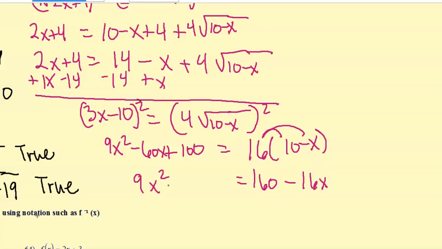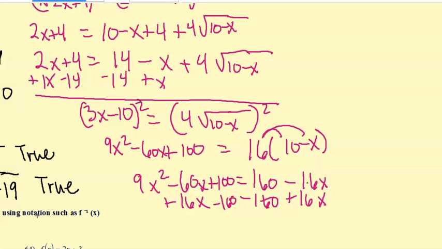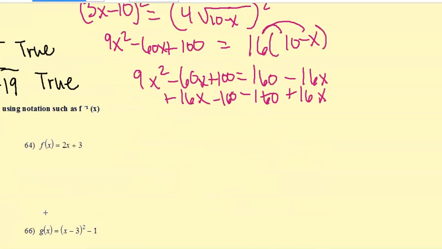We have another quadratic equation. So we want to move everything to one side of the equation except for the 0. So add 16x and then subtract 160. So then you get 9x squared minus 44x minus 60 equals 0.